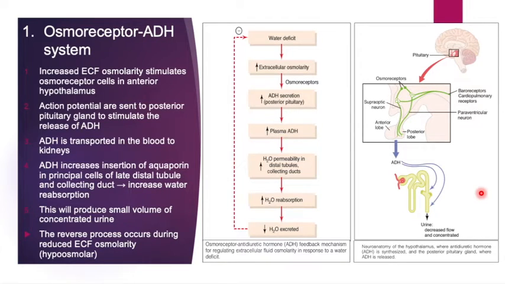For example, with excess water ingestion, ADH secretion will decrease. The permeability of the renal tubule to water will also decrease, so less water will be reabsorbed. So the result is a large volume of diluted urine. This in turn concentrates the body fluids and returns plasma osmolarity towards normal.